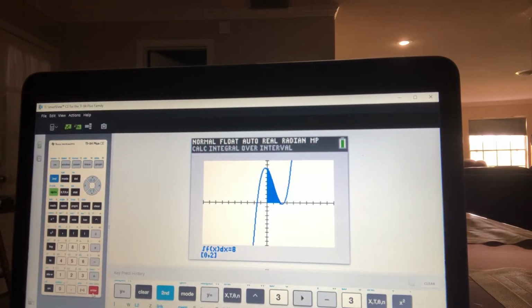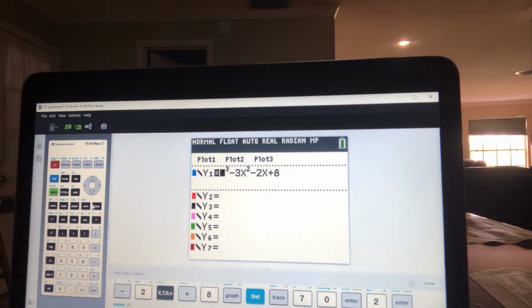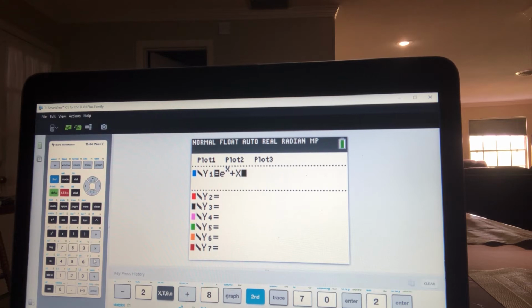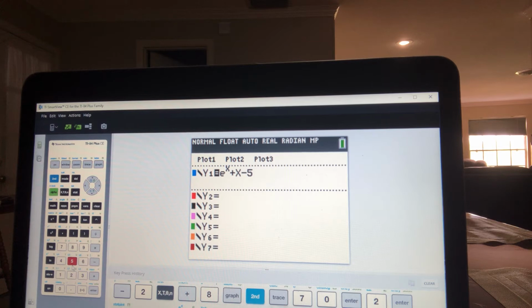All right. So I'm just going to do a couple more examples. So go to y equals, and you can clear that one out. So for number 2, you're going to put in e to the x. So e to the x is with the natural log button. You're going to press second and e to the x. Put in the x for the exponent. And then it's plus x minus 5. Okay, so we have the equation. You are going to press graph.